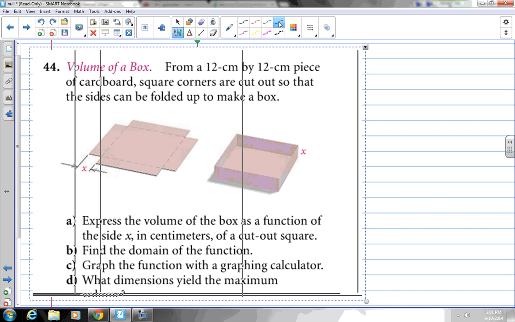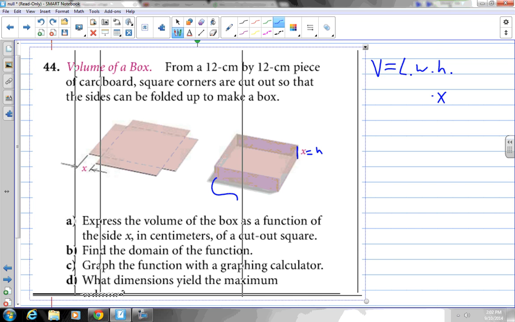So, you have yourself a square piece of cardboard, you cut out the corners, you fold, you got yourself a box. Okay? Now, what is the volume in general of a rectangular box? How do you find the volume of a rectangular box? What do you do? Length times width times height, right? So here's that box. The height is easy. The height is x, because that's how you folded it. So the height equals x.